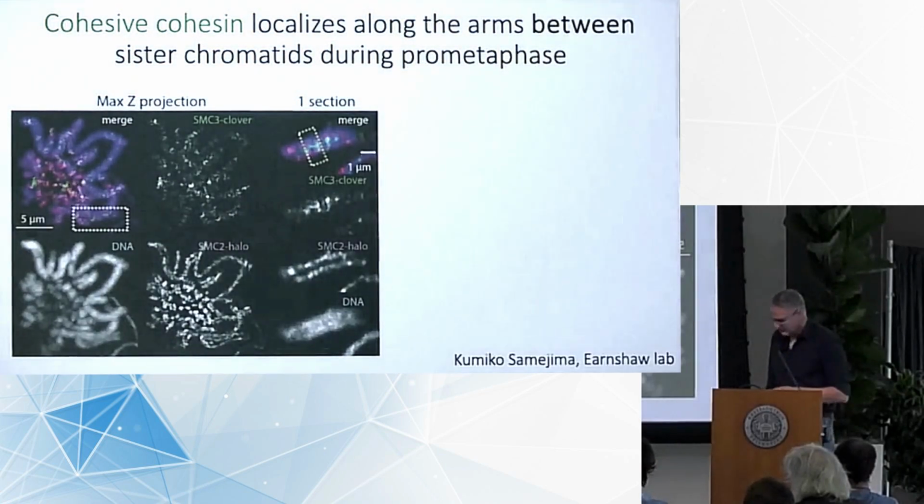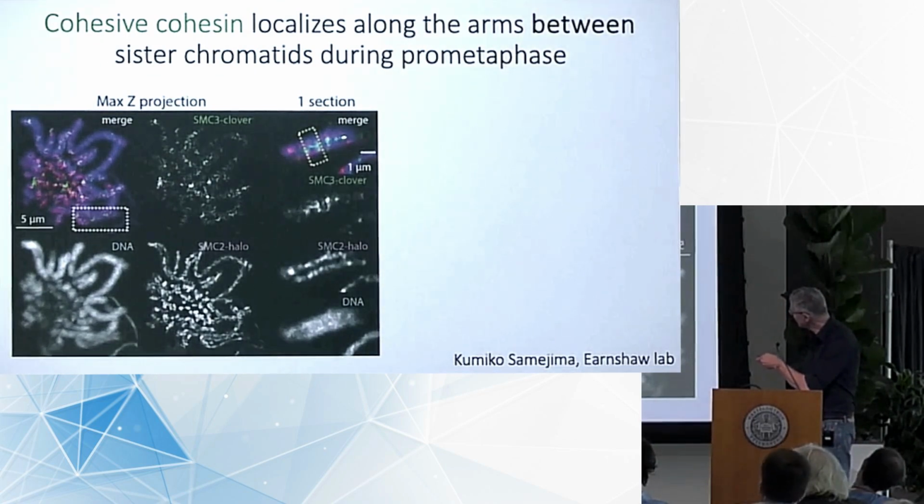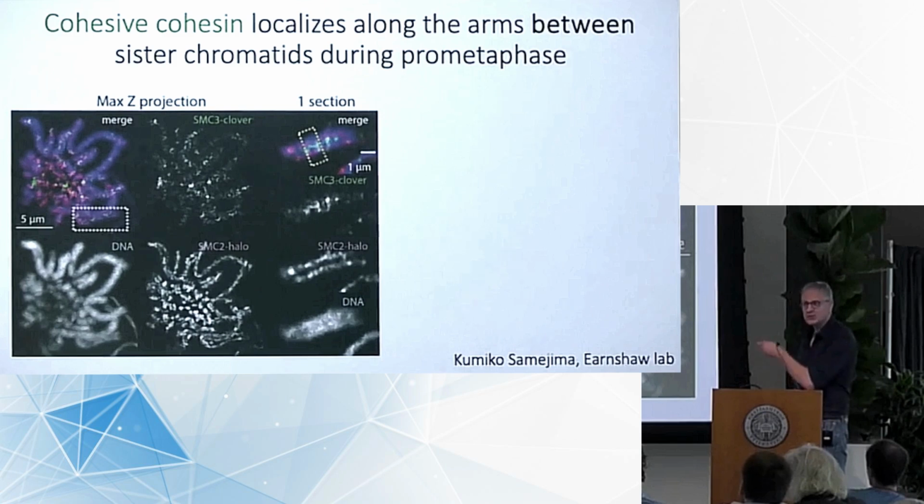A second feature of mitotic chromosomes that I introduced earlier on is that if you look at a pair of sister chromatids in prometaphase, here's one pair of beautiful imaging from Komiko. In red, we see condensin located in the core of each of these sister chromatids, but in between the sister chromatids is cohesin. This is cohesive cohesin, not extruding cohesin. This is cohesive cohesin that holds the sister chromatids together. How did it end up there?